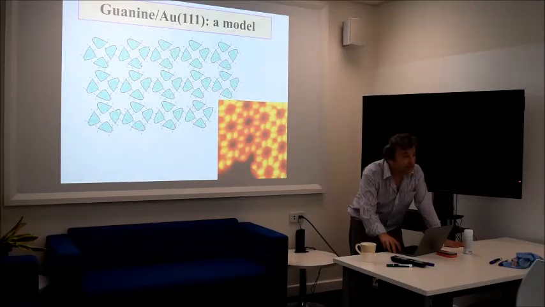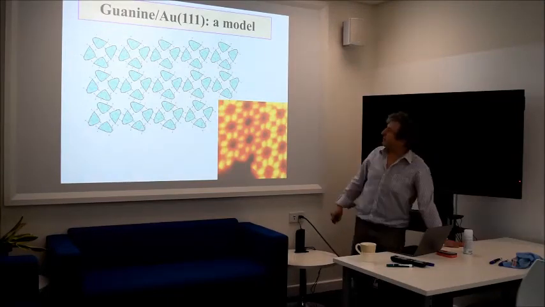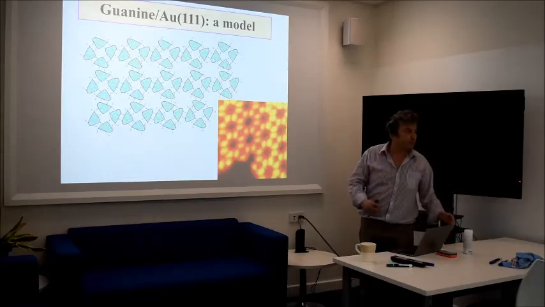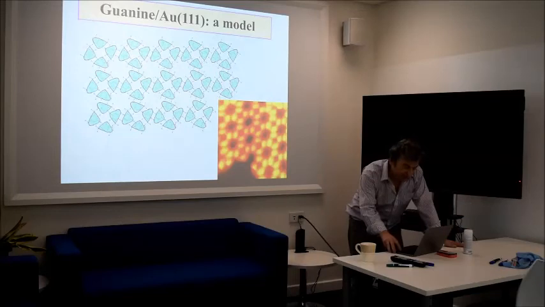Guanine, another nucleotide, also forms a similar structure in a way. So you see the molecule, each molecule is just a blob. Sometimes you can resolve, sometimes you can't.